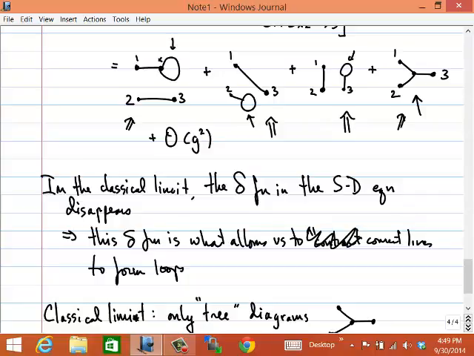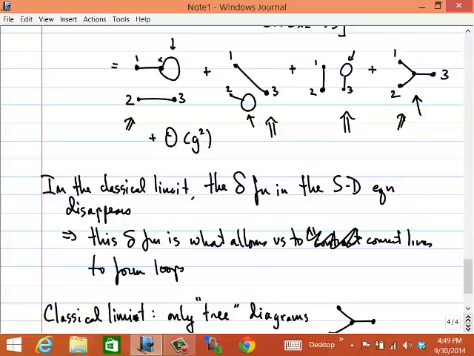Okay, good. I think that might be all I wanted to say about position space Feynman diagrams. What I'd now like to do is move on to momentum space Feynman diagrams. Before I do so, let me pause and see if there are any questions.